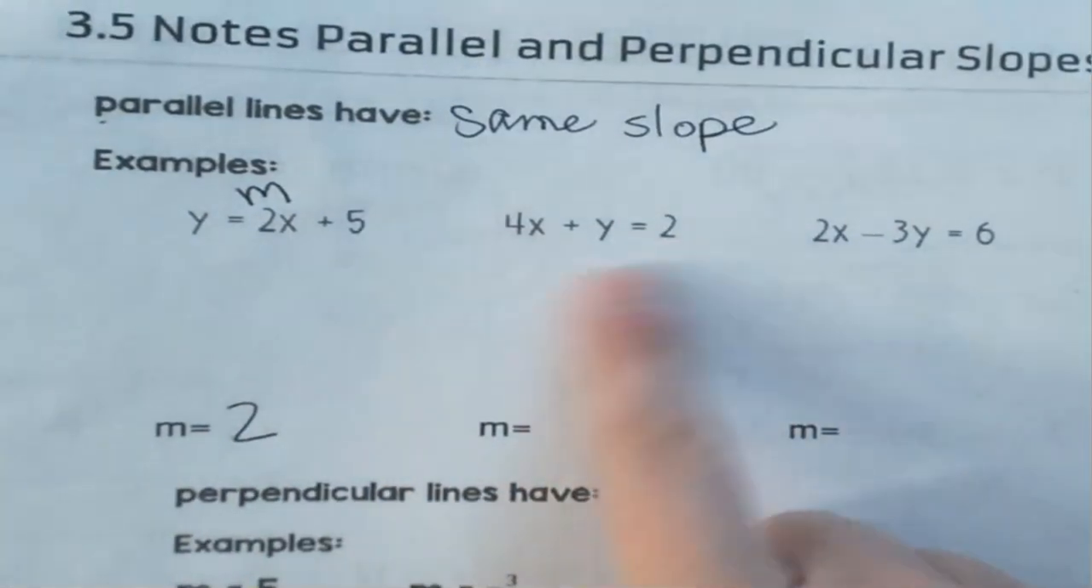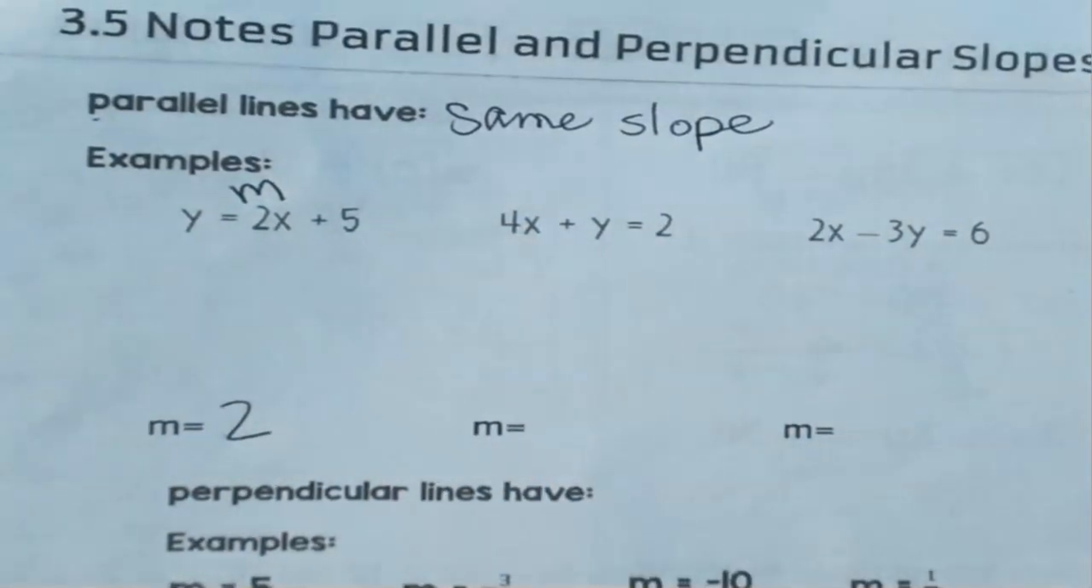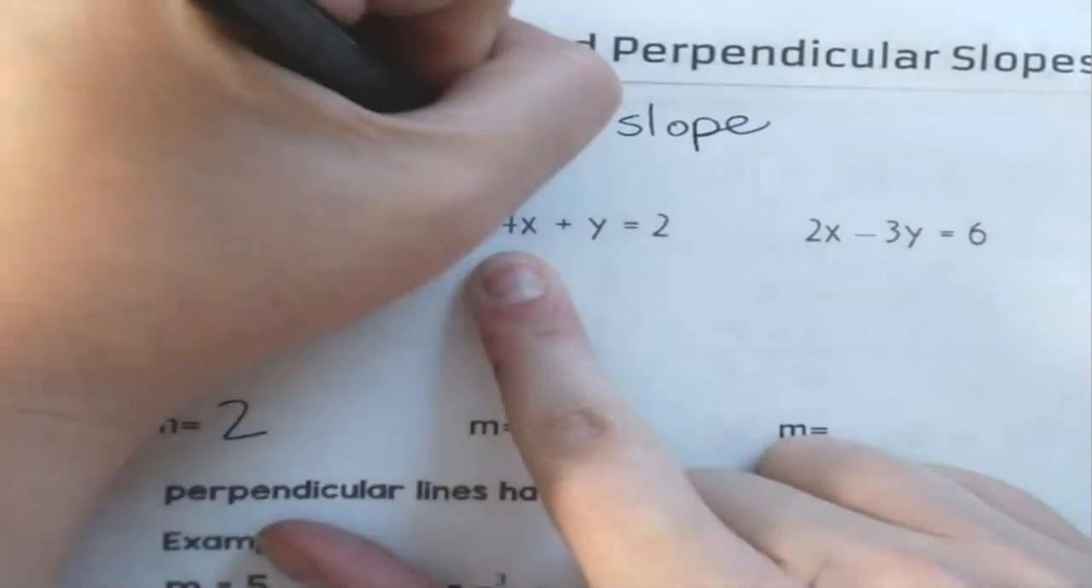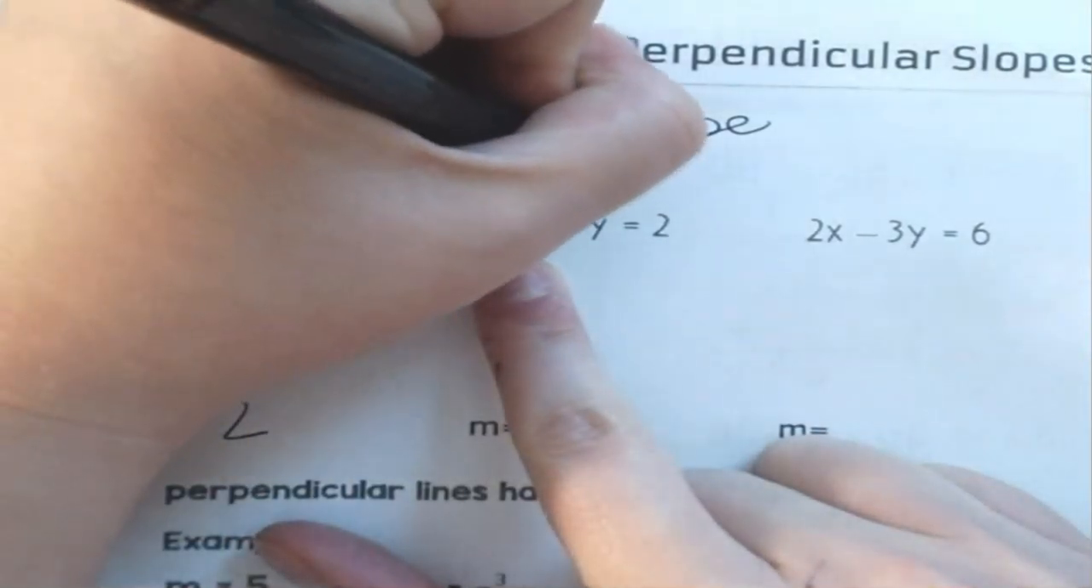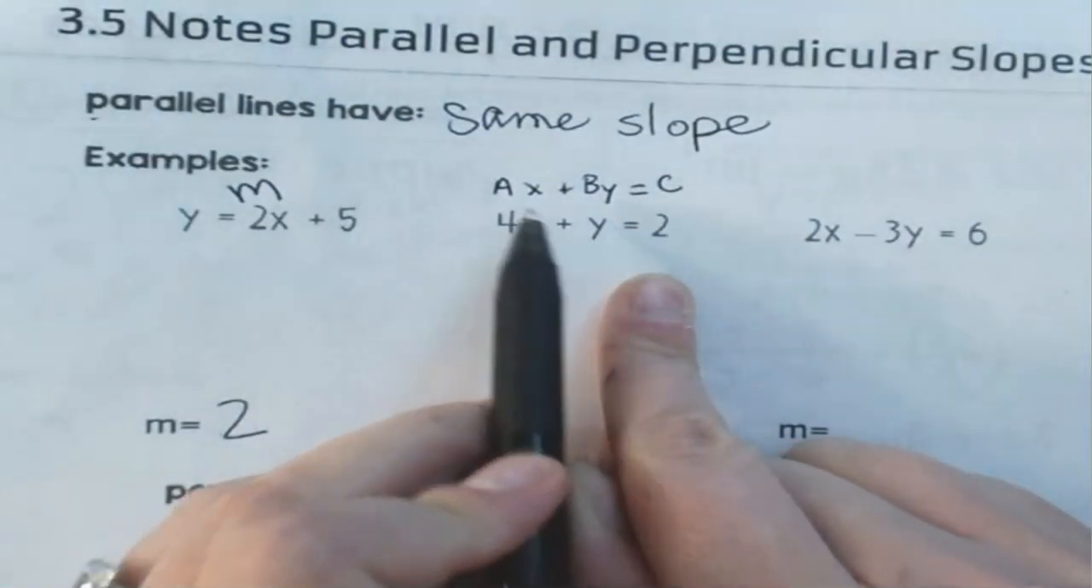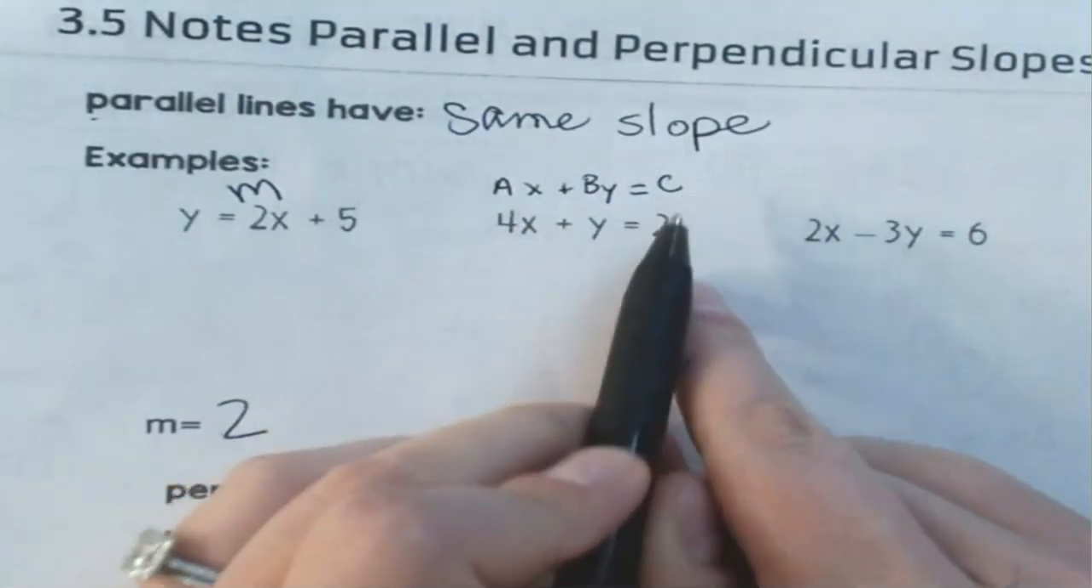Okay? And then the next thing we're going to do is, well, what if it is not in y equals mx plus b form? It is in standard form. So the coefficients in front of these are technically like ax plus by equals c. The number in front of y is 1. So a is 4, b is 1, c is 2.